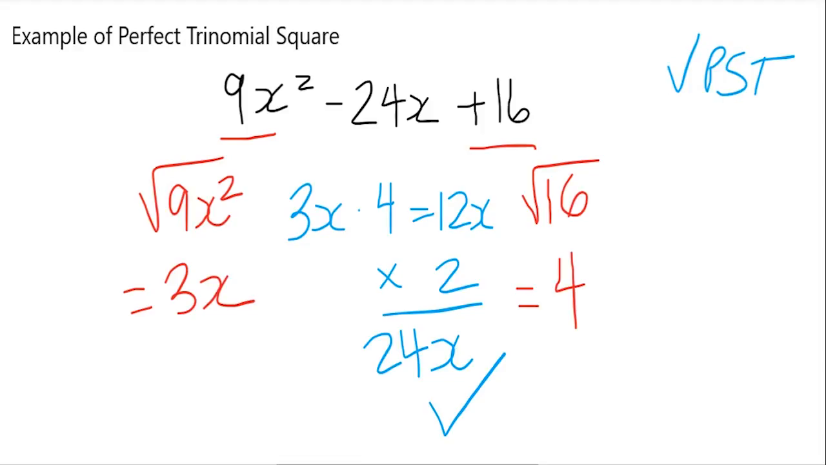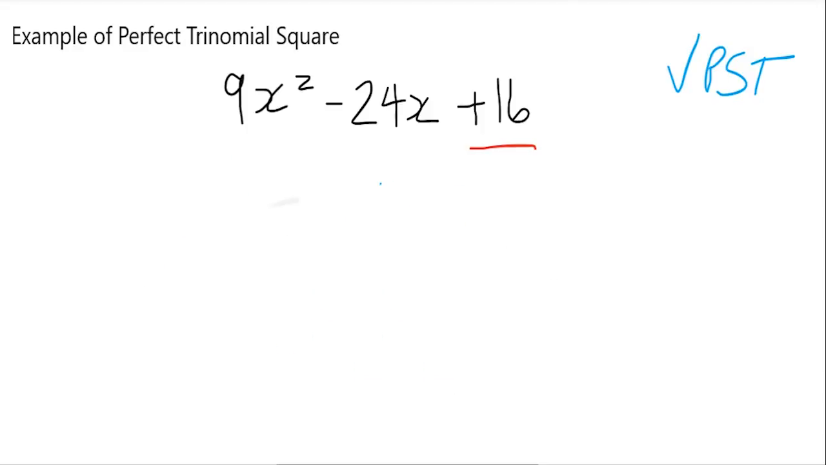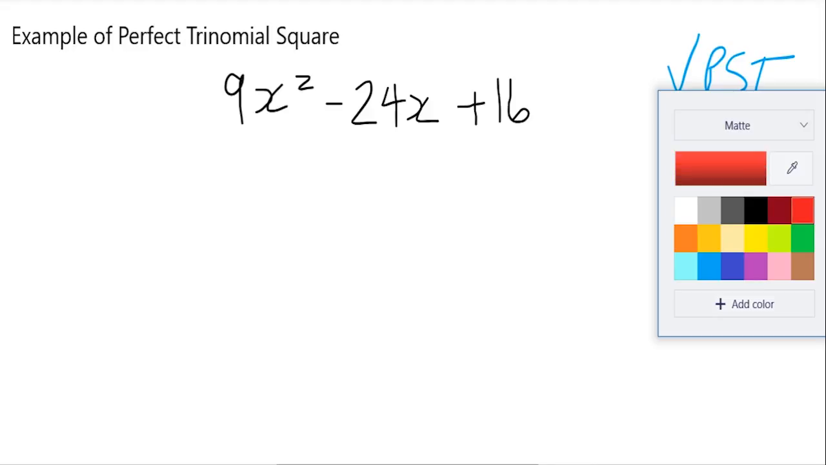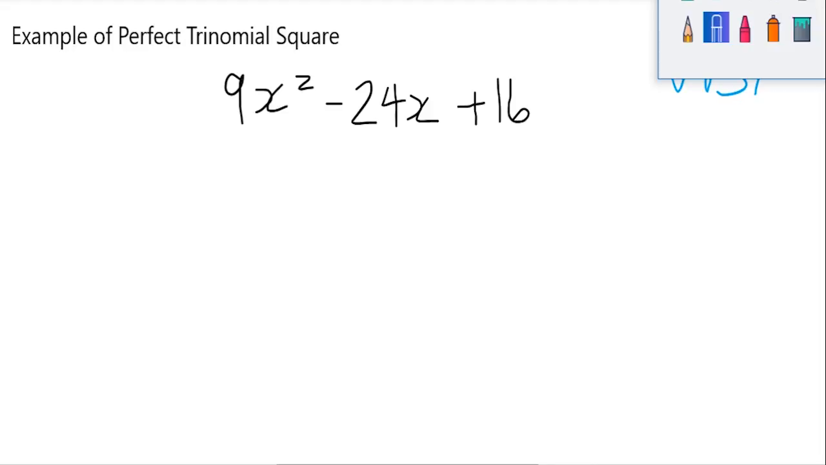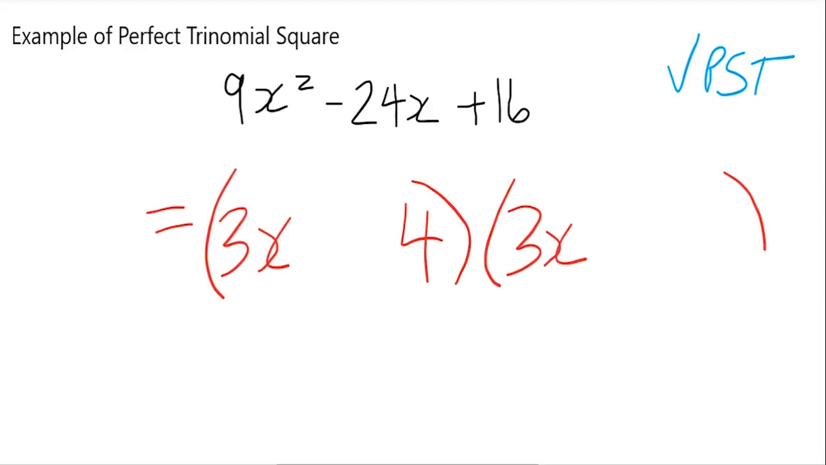Now you are going to be using the 3x and the 4 when we write our factored form, okay? So let me erase this so we can write it out. All right, so let's get back to our red marker. In both of our brackets, similar to differences of squares, you have your 3x here, your 4, your 3x here, and your 4.